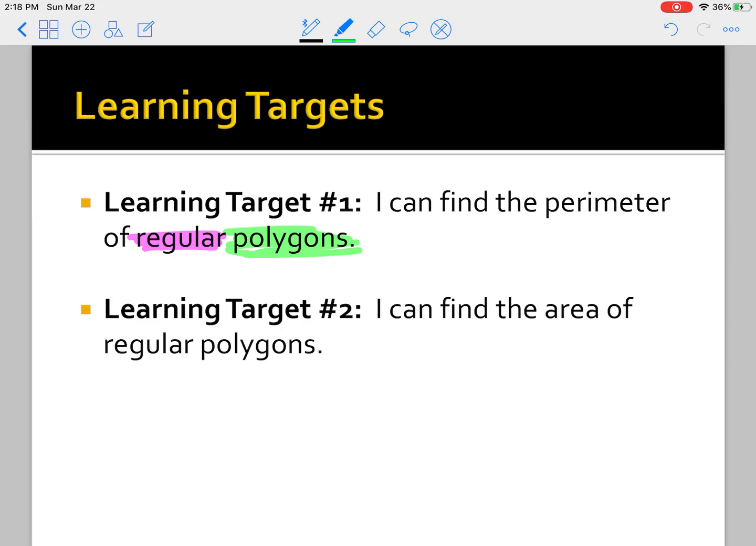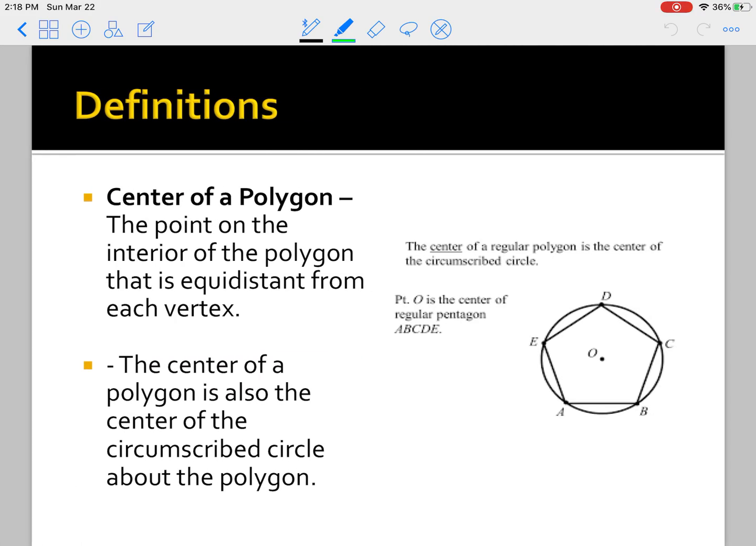And once again, we're going to have specific polygons we're working with. We learned the specific names of them in the prior unit. So with these regular polygons, we're going to find both the perimeter and the area.